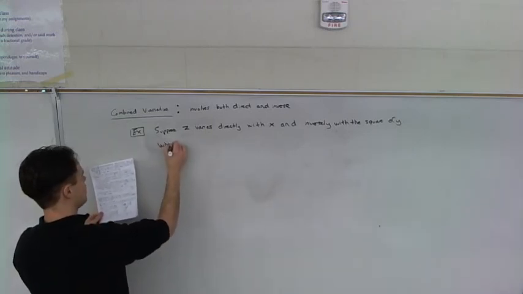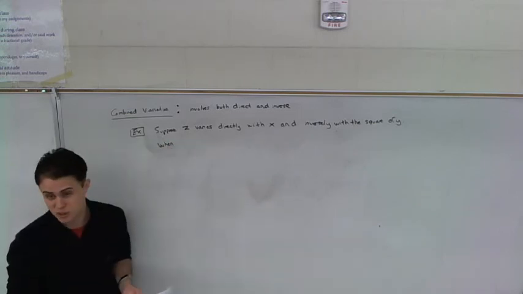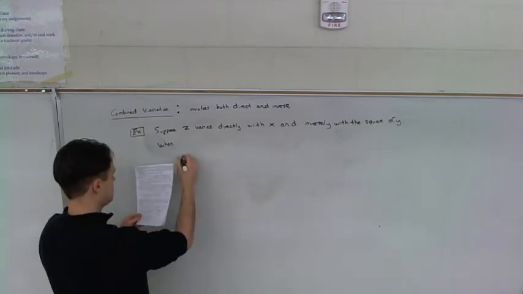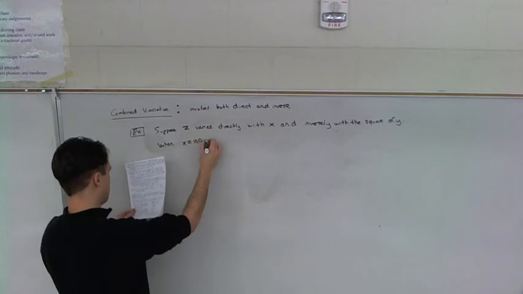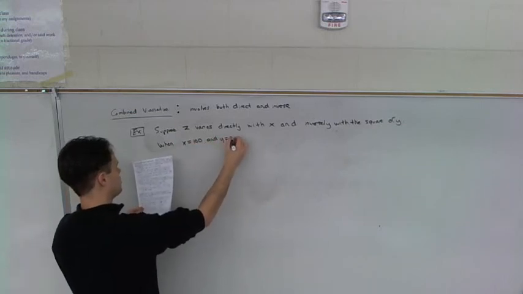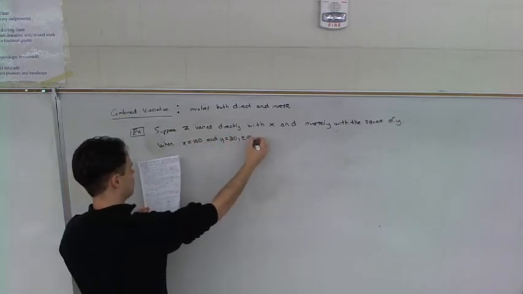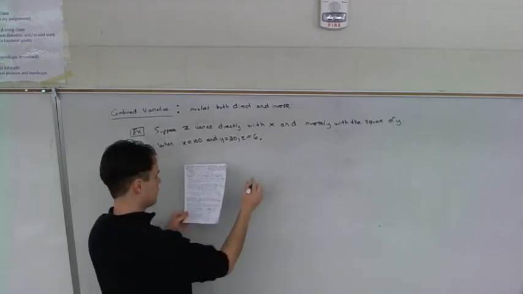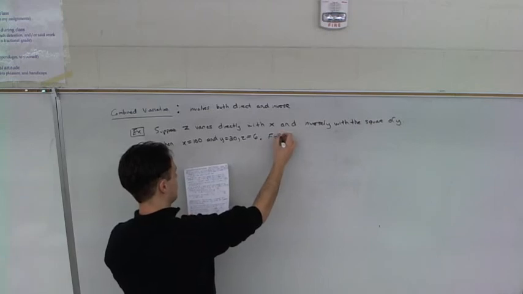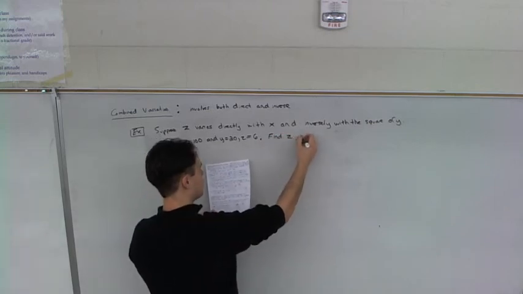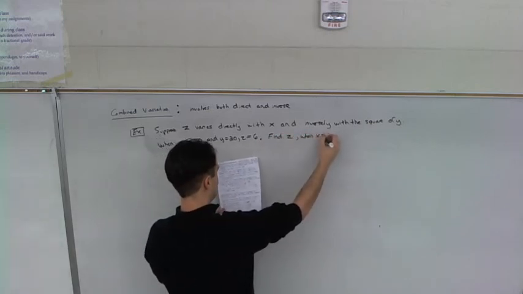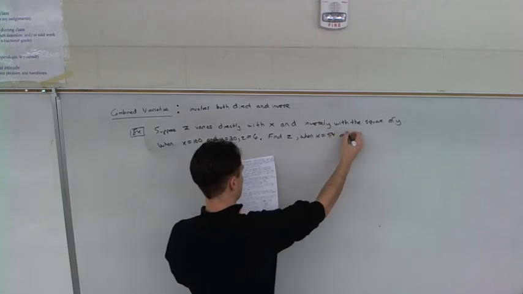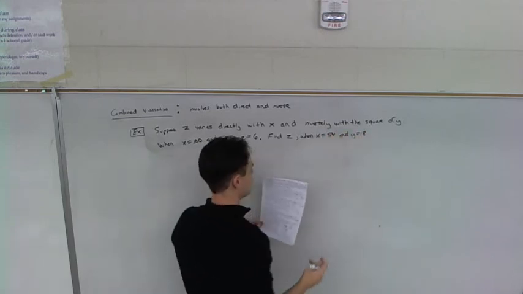It also gives us some info, because you have to be given some info or you can't find the K. So it says when X equals 100 and Y is 20, Z is 6. Okay, that's our info we can get K with. And then it says, use that to find Z when X equals 54 and Y equals 18.